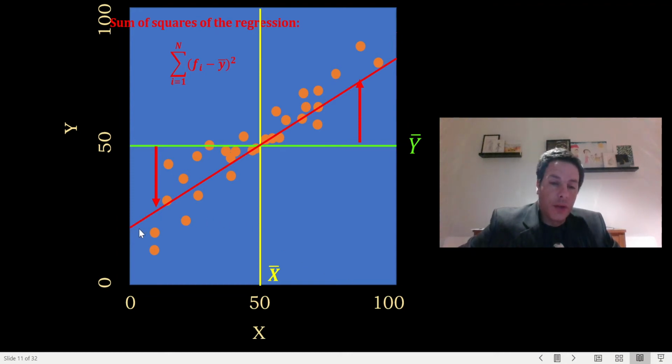Here you can see that when we go from 0 to 100 in x, in y the range is a bit lower, so it goes from around 25 to 75. So that's 50 divided by 100, that is 0.5. So the slope in this case will be 0.5.